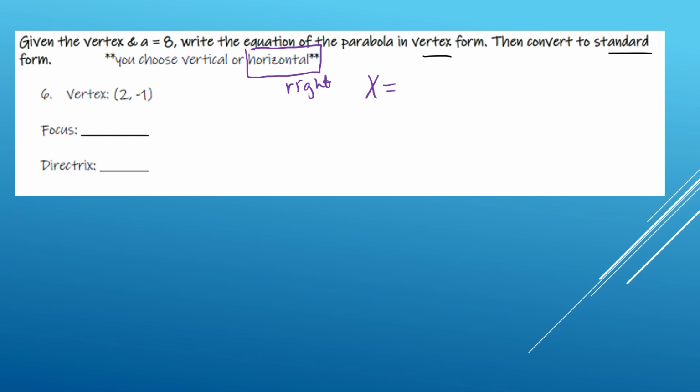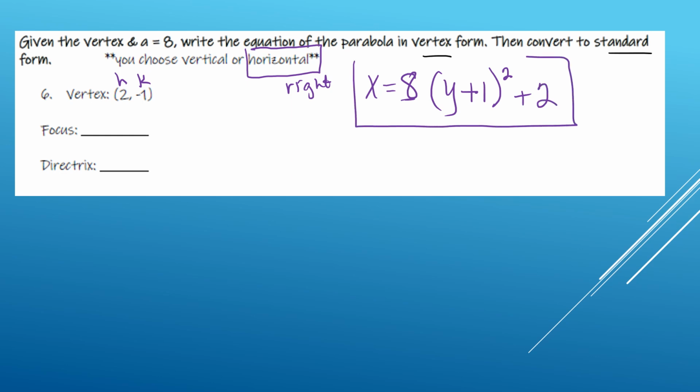I know my a value. Thank goodness they already told me. A is 8. I know the vertex, x minus, oopsie, look at that. I made a mistake, excuse me. That needs to be y minus, goodness. Y minus the k value, so minus -1 gives me plus 1, quantity squared, and then plus the h value on the outside, plus 2. Cool, got that down pat. That's great. Love this.